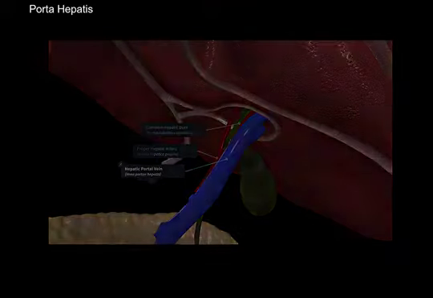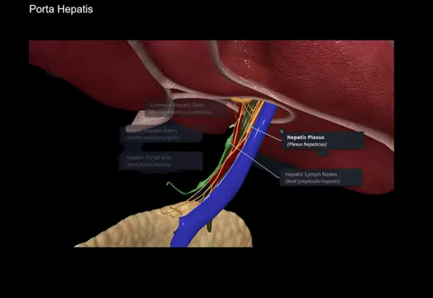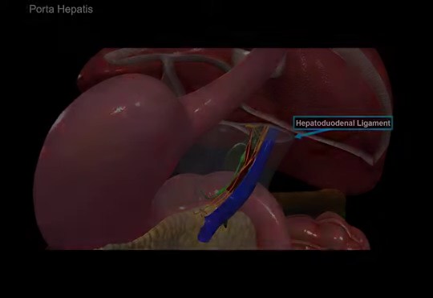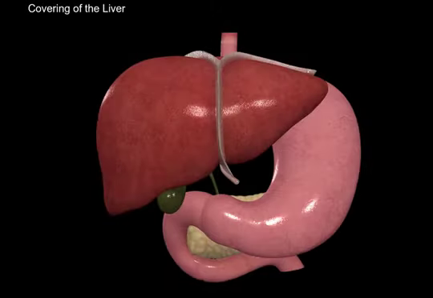Other structures you'll find here are the hepatic lymph nodes and some nerves called the hepatic plexi going through the transverse groove as well. And they're all covered by the hepatoduodenal ligament. This is a ligament that starts off at the liver and goes down to the duodenum. Therefore it's called the hepatoduodenal ligament because it attaches the liver to the duodenum. Now let's go over and look at the coverings of the liver.